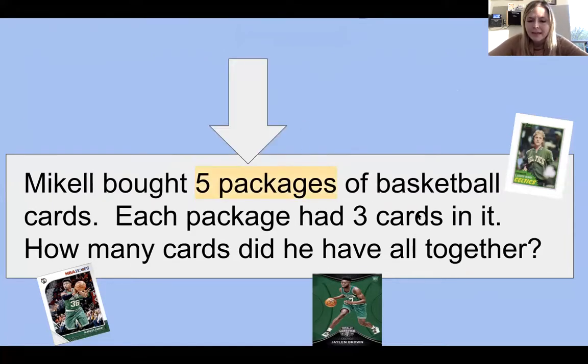Packages, 5 packages. Friends, a package is a group of things, right? And we know that that multiplication symbol means groups of. 5 times 3 really means 5 groups of 3, or in this case, 5 packages. So we know that if we see packages or bag or box or anything that holds a group together, it means we need 5 of those things. 5 packages. Those things will hold other things, right? And in this case, it's basketball cards.